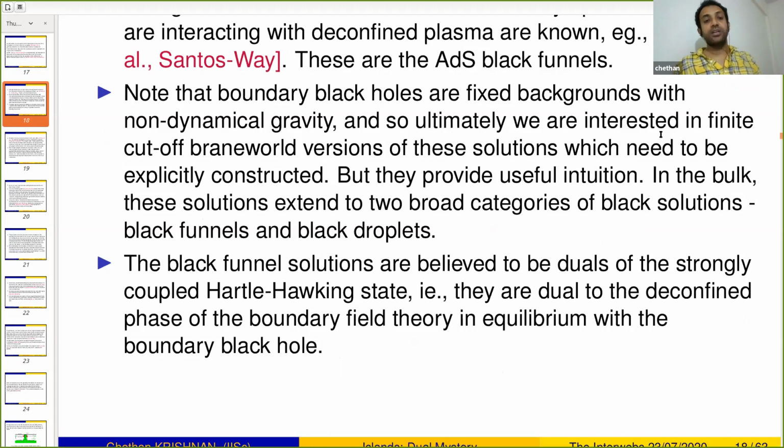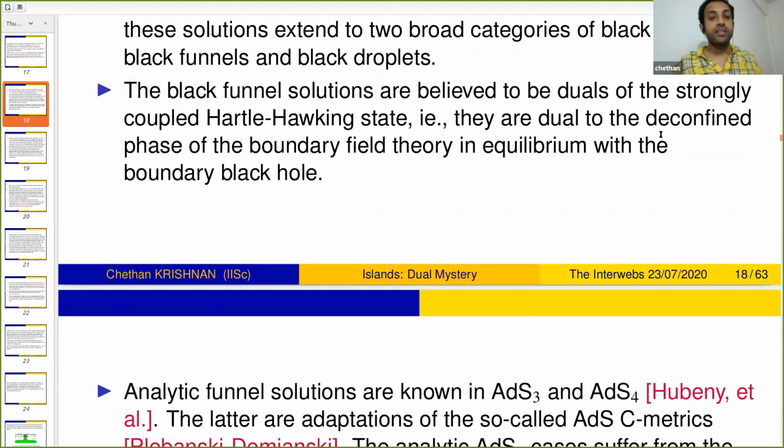The idea is that these black funnel solutions are believed to be duals of strongly coupled Hartle-Hawking states on the boundary. Even though people always talk about Hartle-Hawking states in the context of flat space black holes, one important fact about them is that they really only exist if the gravity is not dynamical. If gravity is dynamical, the Hartle-Hawking state is basically a black hole in equilibrium with thermal radiation, and if there is thermal radiation in a gravitating system, you expect the space-time to be a radiation-dominated FRW-like cosmology. You don't expect it to be empty.